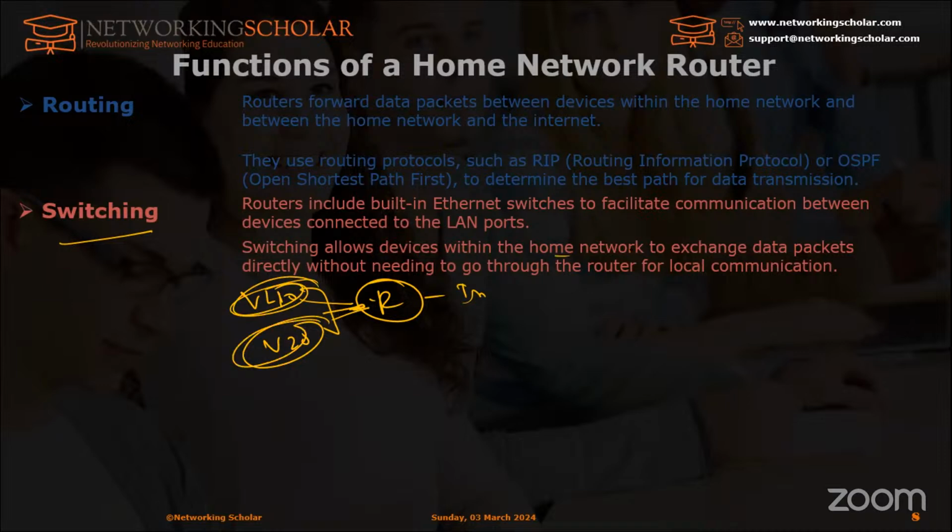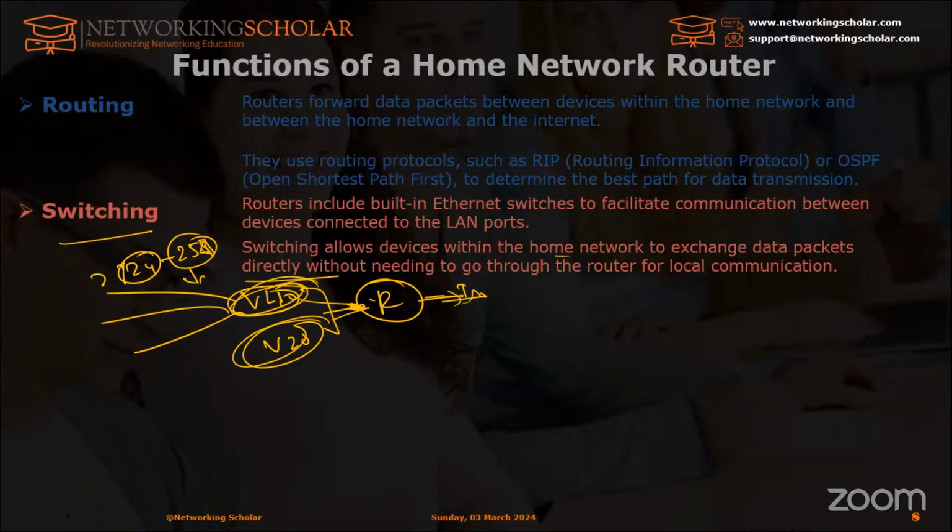Switching allows devices within a home network to exchange data packets directly without needing to go through the router. Suppose this is the router. If it's not required to go outside, we just create a VLAN and connect multiple devices. If we are using a /24 subnet, then we can connect 254 devices at a time. 256 is there in total, so we can connect 254 devices and they can communicate with each other without going outside. So this is actually what the router does.